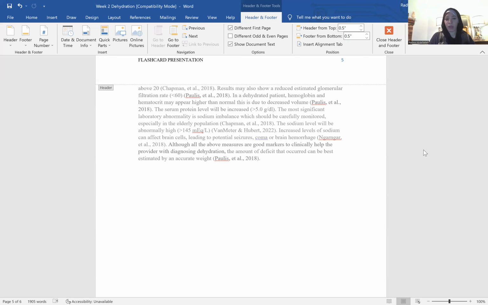The most significant lab abnormality is sodium imbalance, which should be carefully monitored, especially within the elderly population. The sodium level will be abnormally high, over 145. Increased level of sodium can affect the brain cells, leading to potential seizures, coma, or brain hemorrhage. Although all of the above measures are good markers to clinically help with diagnosing dehydration, the amount of deficit that has occurred can be best estimated by an actual weight.